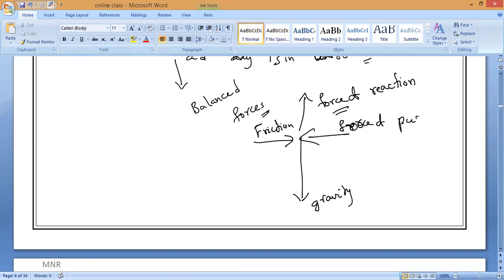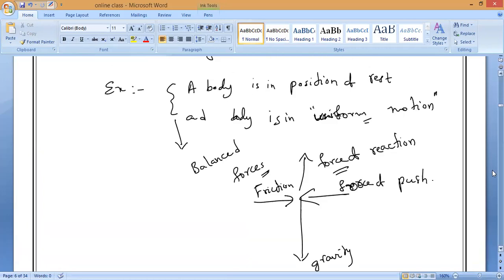Force of push. So like this, we have to identify. So what is balanced forces? Any doubt, guys? Now I kept a heavy object on this ground. So then the object is not moving on any side. Then we can say it is which forces? Balanced and unbalanced forces. Balanced forces.